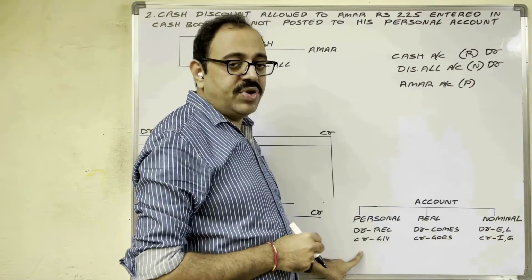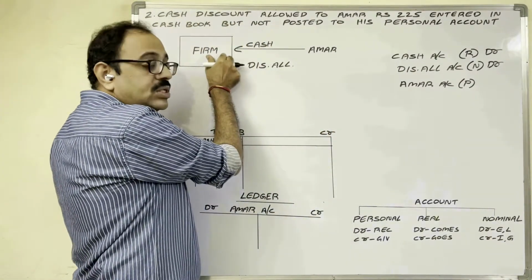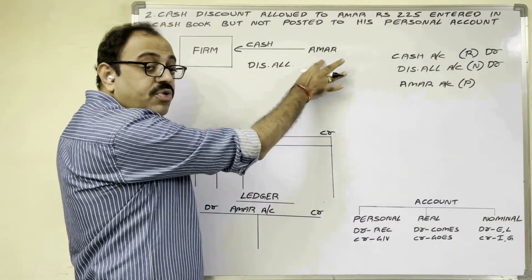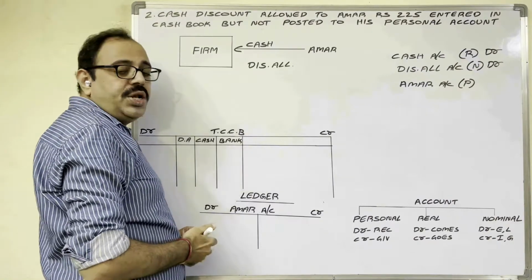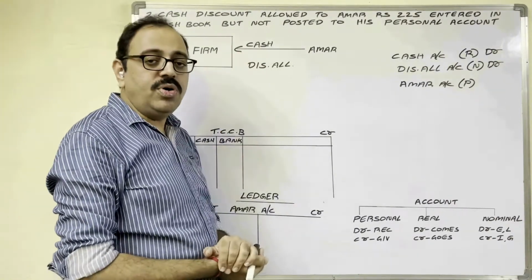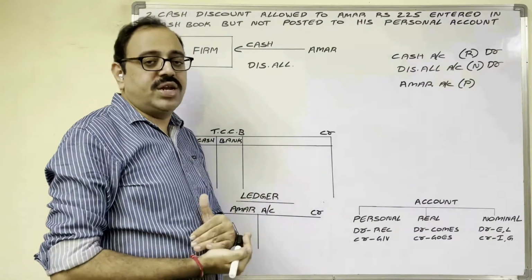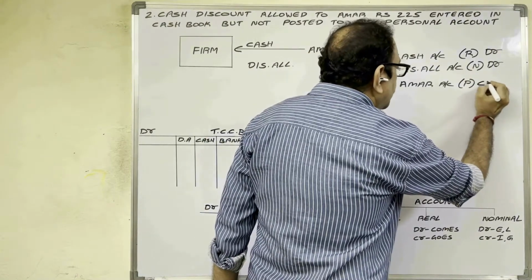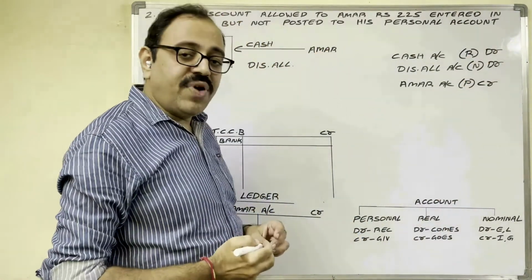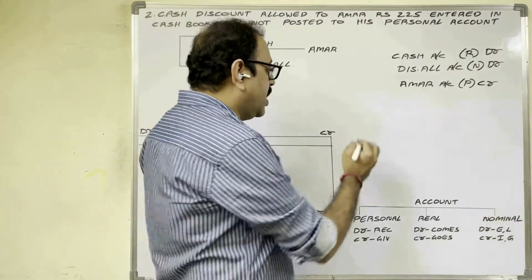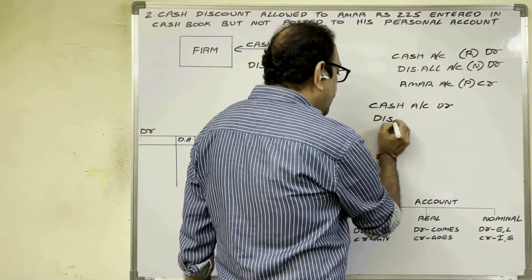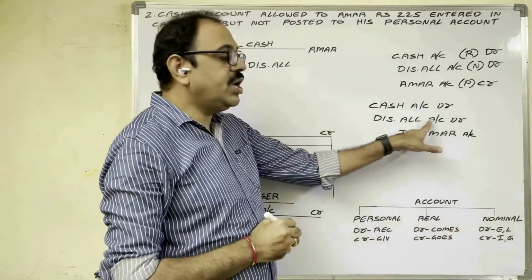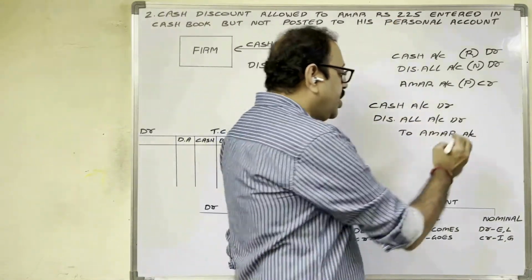Personal account rule: debit the receiver, credit the giver. Amar is paying money to us. Amar is a giver. Don't think that Amar is taking discount, therefore Amar is a receiver. Comparing to the discount amount, the cash amount is more, no? Therefore, Amar is a giver, not a receiver. If a person is a giver, we should credit his account, no? Then the final entry is cash account debtor, discount allowed account debtor to Amar account. In the question, only the discount amount is available to us, 225 rupees.